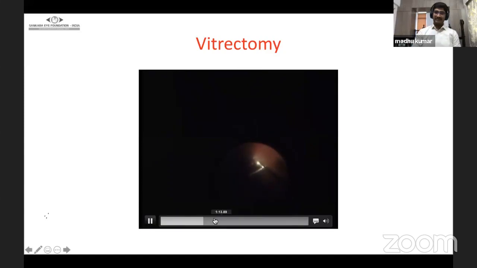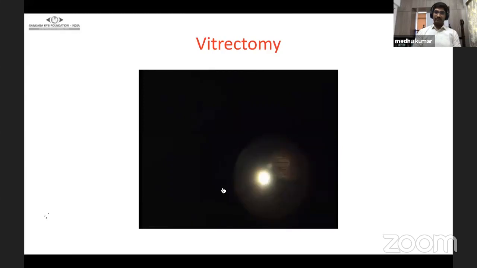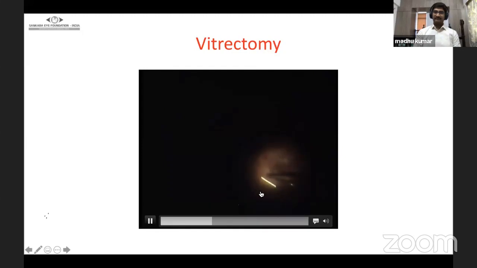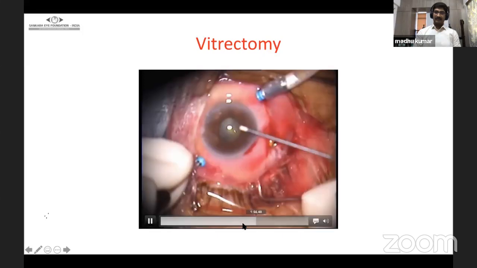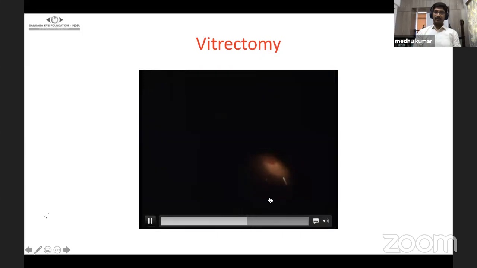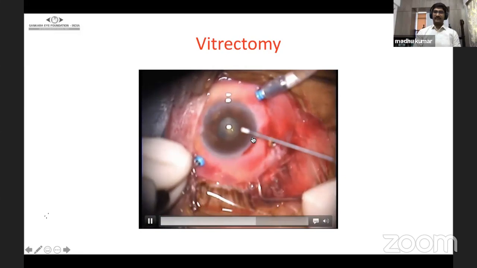And this is the Ozurdex drug implant, which is very hard. So we had a tough time removing this. I had to break it into two using the cutter. And then we had to railroad it into the flute needle, that is the extrusion needle, and bring it out through the 23 gauge cutter, as you can see.